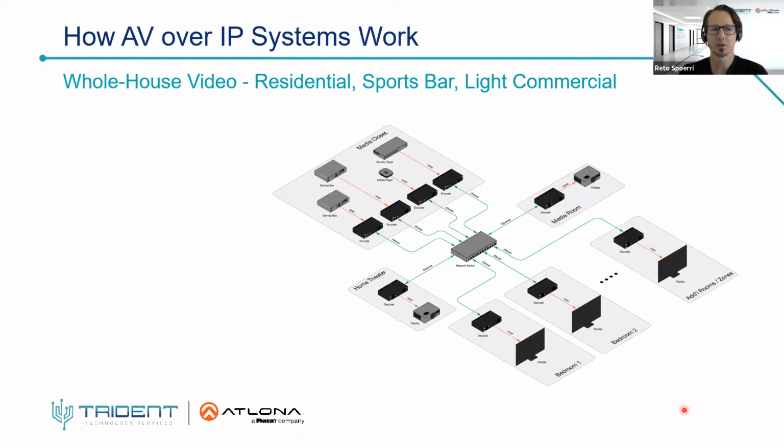This is a whole house video system that we can find in a residence, for instance, or that we can find in a sports bar or anything light commercial. So they typically have different zones. For instance, here we have a media closet that contains all the sources. So they have set-top boxes, they have media players, Apple TVs, Blu-ray player, or even PCs. All of those sources, they have their encoder. In Atlona, we have single channel encoders, but we also have dual channel encoders. So then you could use two set-top boxes and just use one dual channel encoder.